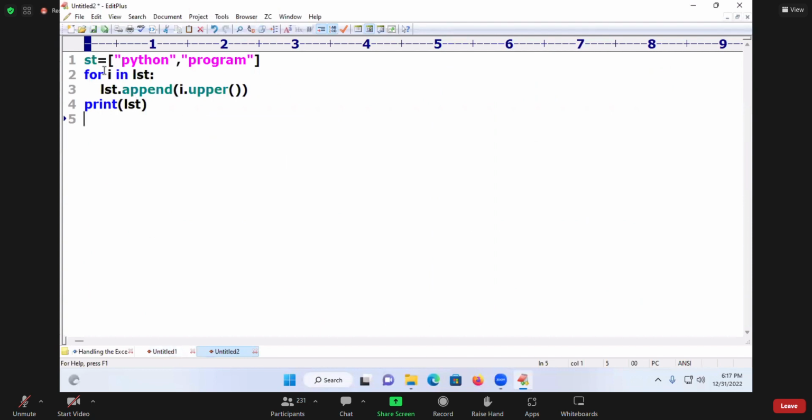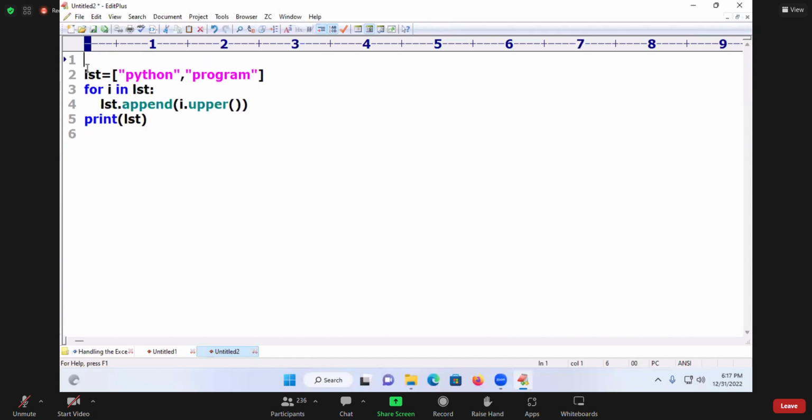What is the meaning of it? This is lst. This is lst. What is the meaning of this? Tell me, quickly tell me. For lst, what is coming? Python. What is this Python? Small. What is it converted into? Upper. Converted into upper. Appended to what? lst. Already this contains Python. We are appending with what? Upper. And next, what is the next value? Program. Program is converted into what? Appended to what? And printing that lst after that.